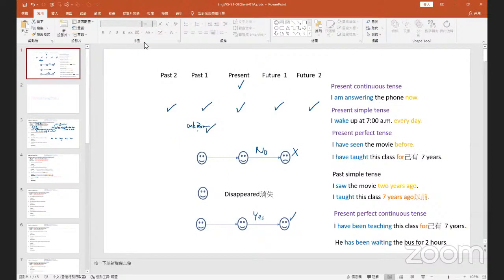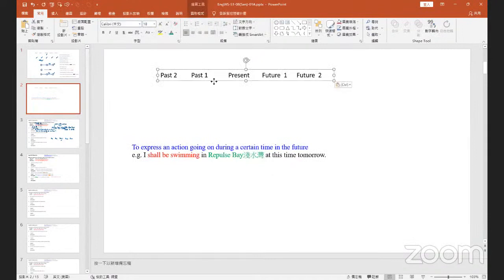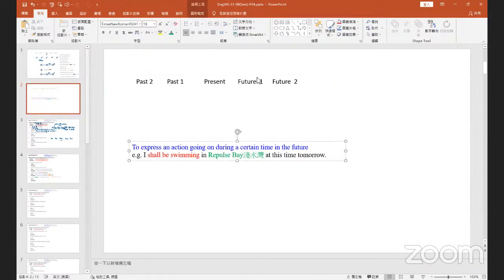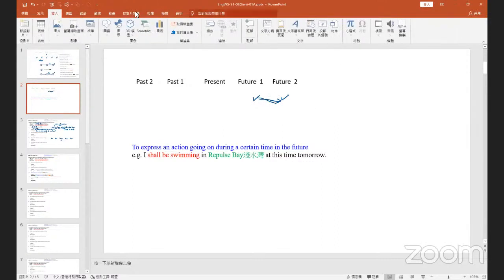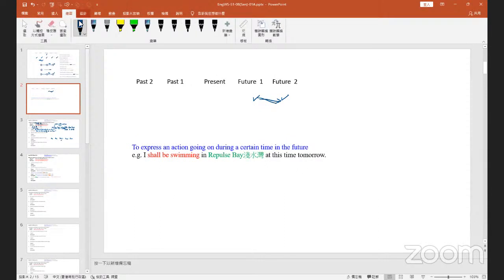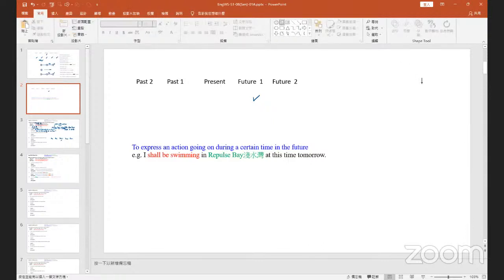That's for something that happens in the future, for a period of time. That means from future number 1 to future number 2. If something happens in the future only, for some time in the future, we use future simple tense.